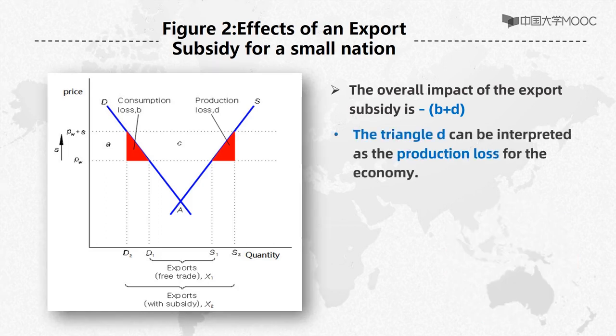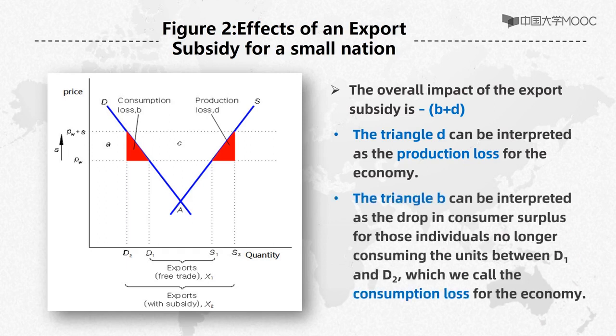The triangle D can be interpreted as the production loss for the economy. The area of the triangle B can be interpreted as the drop in consumer surplus for those individuals no longer consuming the units between D1 and D2, which we call the consumption loss for the economy. The combination of the production and the consumption losses is the deadweight loss for the exporting country.